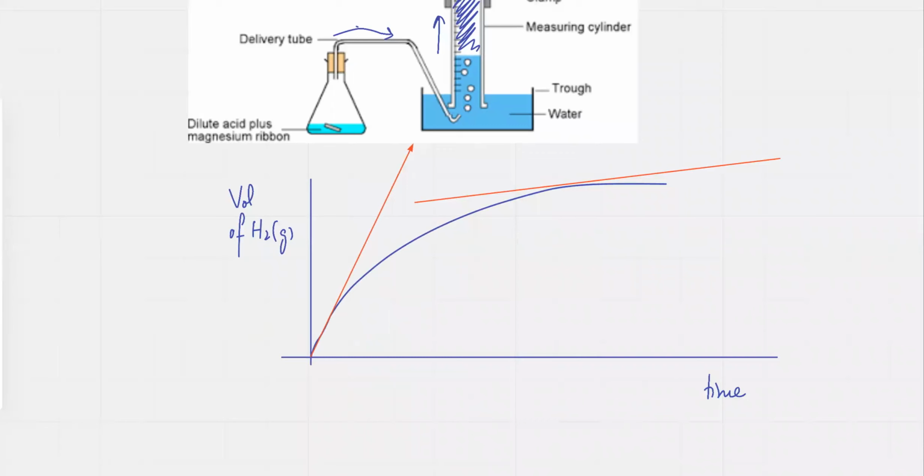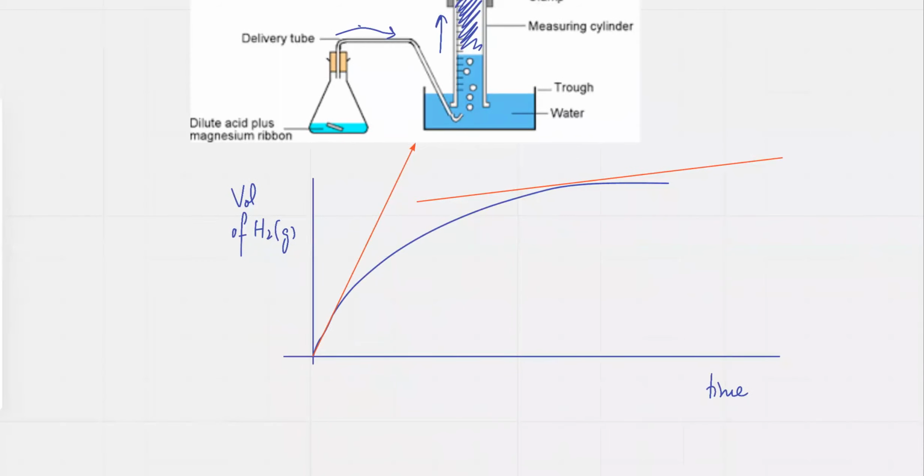So steeper indicates faster. It indicates a faster reaction.